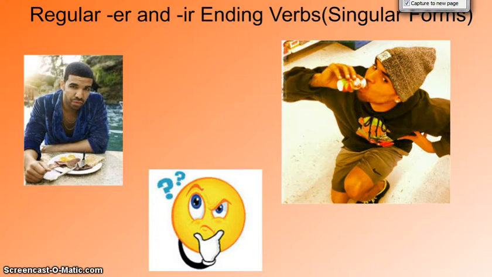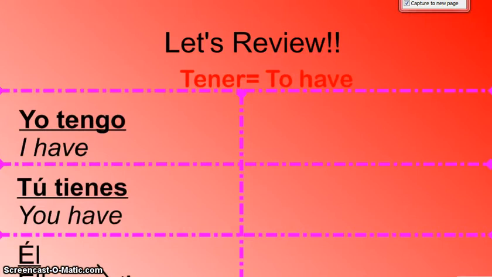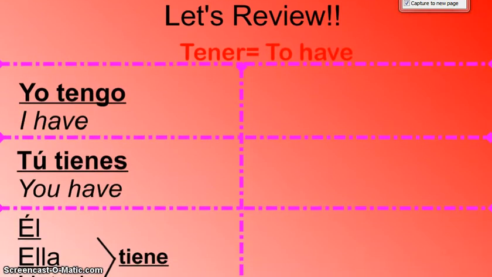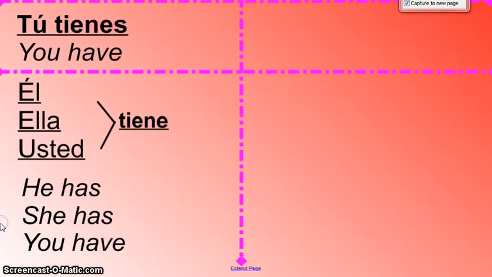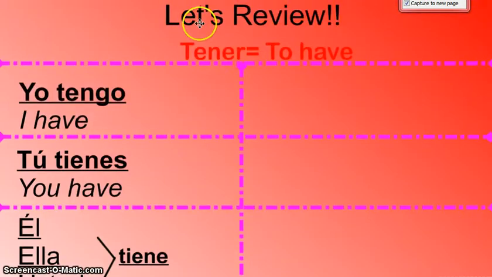But first, as always, what I like to do, let's review the verb tener. Yo tengo, I have. Tú tienes, you have. Él, ella, usted tiene, he has, she has, or you have. And tener obviously is an ER verb, but it is irregular. So let's go over regular.